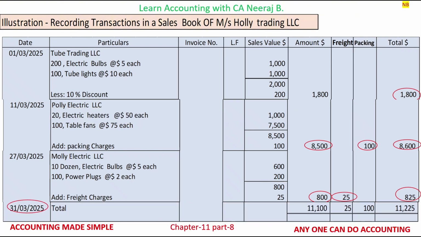On the last day of the month, that is 31st March 25, the sales book is totaled. In this illustration, the total sales value after deducting the trade discount comes to $11,100 and the total of the freight charges and the packing charges recovered from the customer comes to $25 and $100 respectively. The total column of the sales book will show the total amount of $11,225 receivable from the customers.